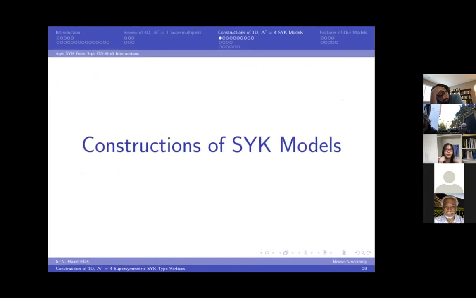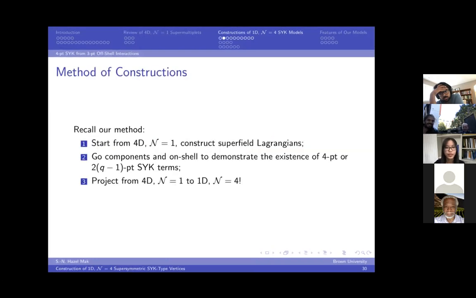So then we can construct these 1D N equals 4 SYK models. So this is a slide to recall our method. Now we have all these 4D N equals 1 superfields flying around, and we can begin to use them to construct interaction terms in superfield. And then we can check if they are SYK models or not, and then we can project them.